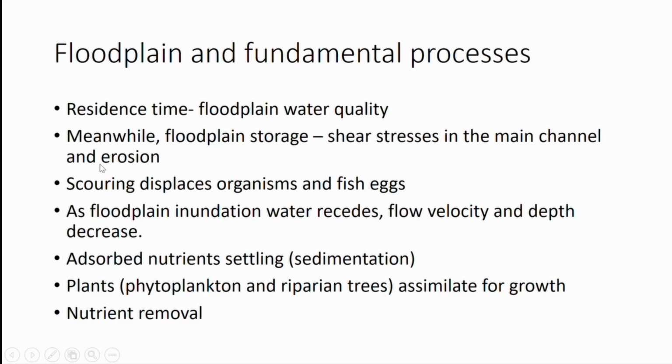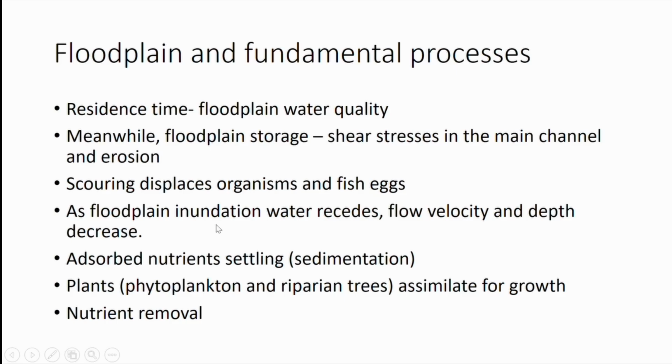Because when the stream's power is enough to carry sediments and all that, you could lose some essential organisms and fish eggs within your main stem, and the population of fishes can be reduced.